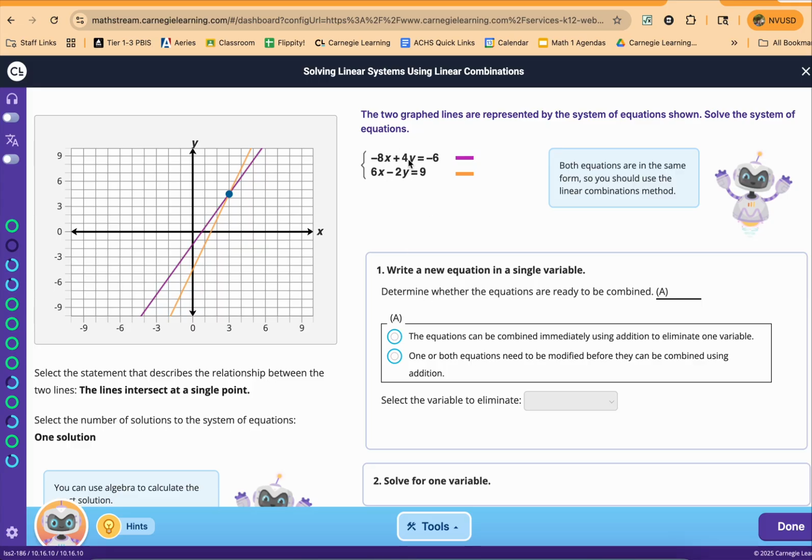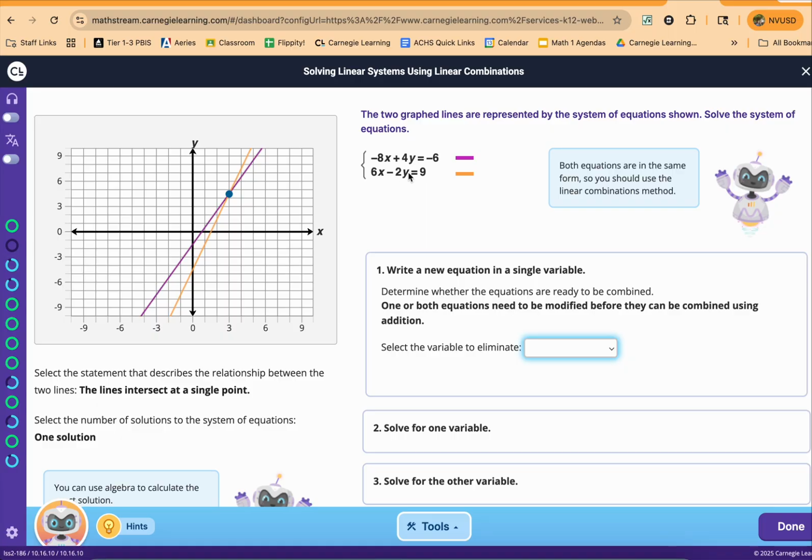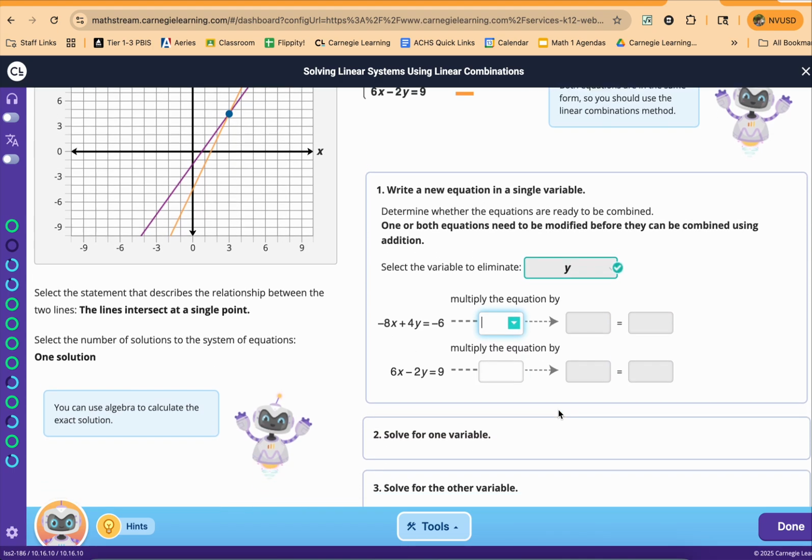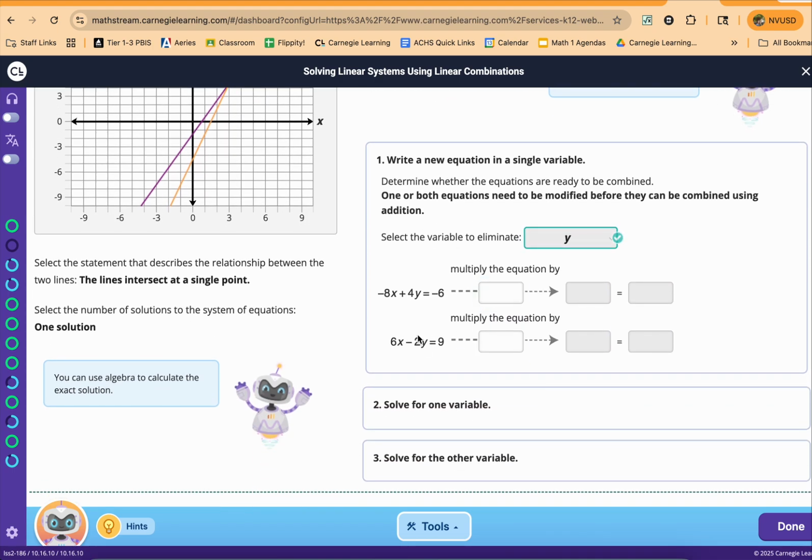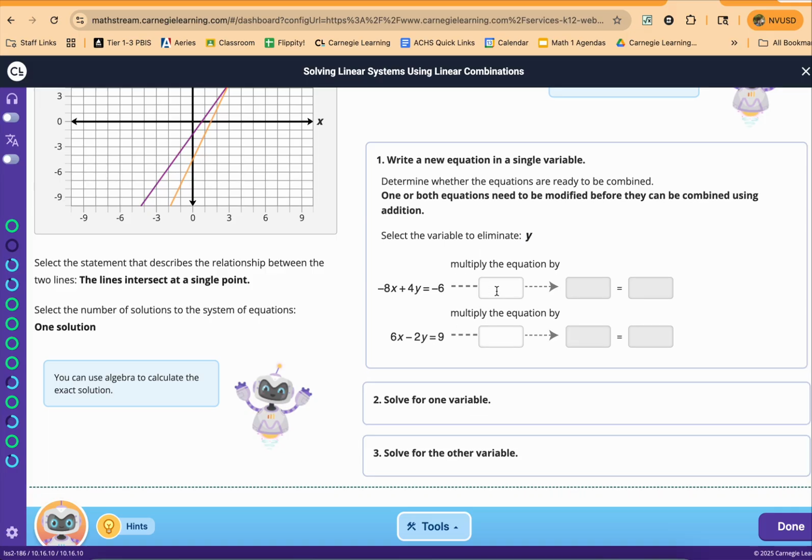Right now, again, these are not ready to be combined yet. I have to change them. So I'm going to click no. One or both needs to be modified. Now this time, I only need to modify one. I'm going to change that 2 into a 4 probably, so that it'll go away. So I'm going to choose y, and then we do the same thing. If I'm going to change this 2 to be a 4 so that those will go away, I'm going to multiply by 2. The top equation, I'm not going to change, so I'm going to multiply it by 1, and then you guys are going to just fill in all of the math.